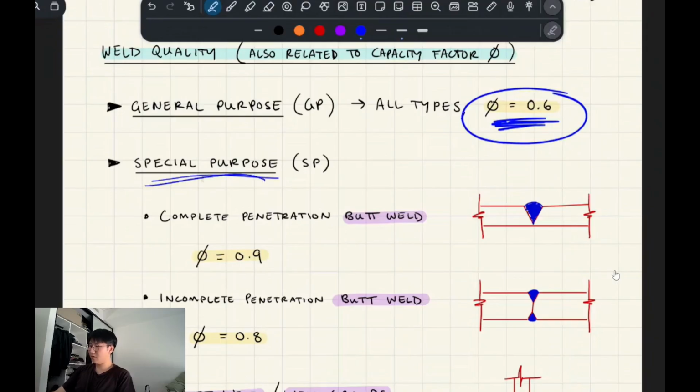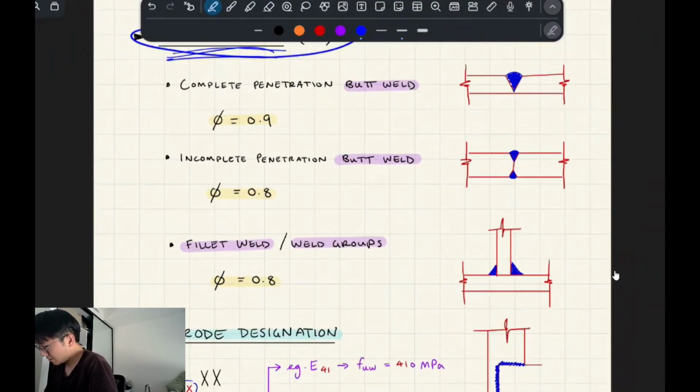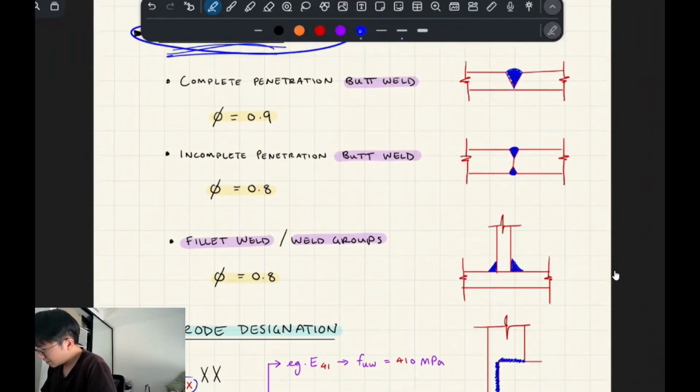And if you're welding in a shop, so you have a workbench at the correct height, and the welder has a lot of control over the size of the weld and how evenly it is placed, then you're looking at special purpose welds, pretty much. That's the way that I interpret it, at least. And then this depends on the type of weld you've got.